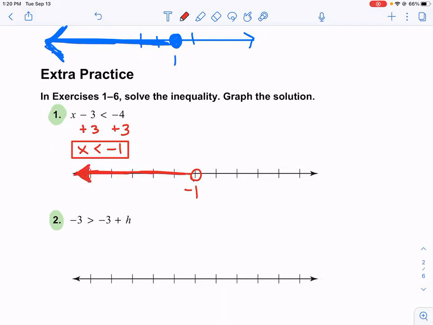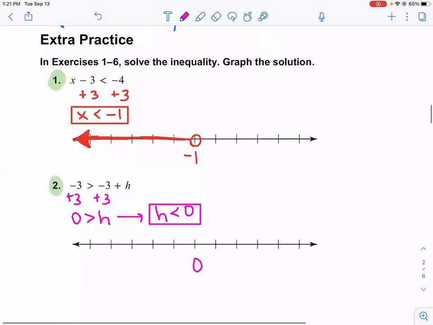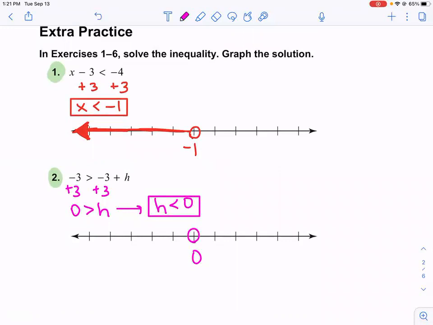All right. Now I'm gonna look over Holden's shoulder. It looks like Holden added 3 to both sides, and you have 0 is greater than h. Okay. Well, let's go ahead and rewrite it to be h is less than 0. So the 0 still needs to get eaten by the alligator, okay? So we have an open circle and, oh man, that's kind of boring. It's going the same way, isn't it?